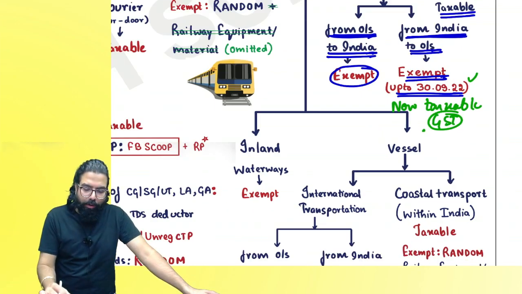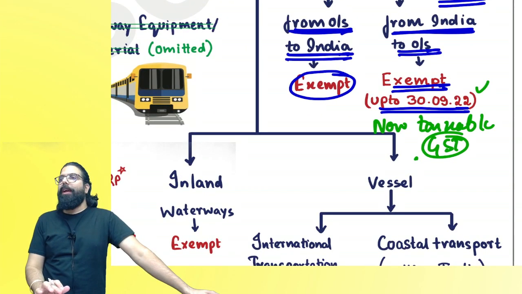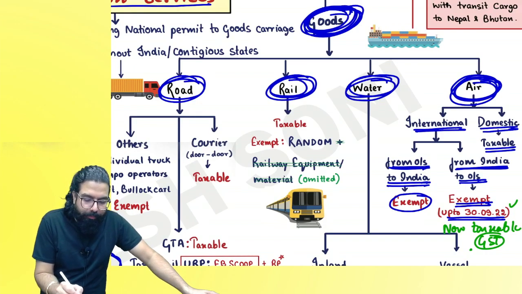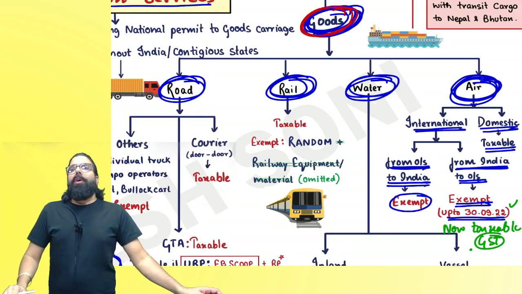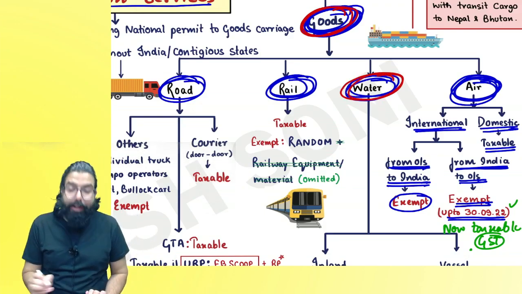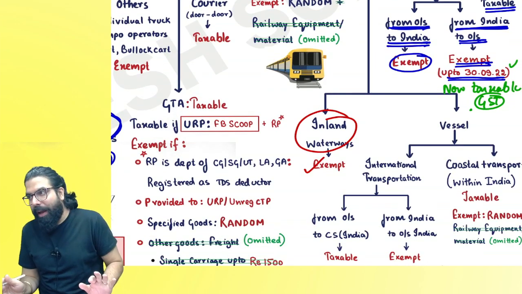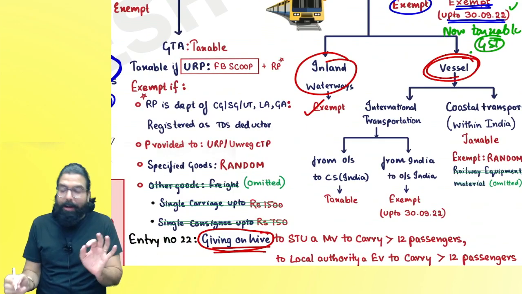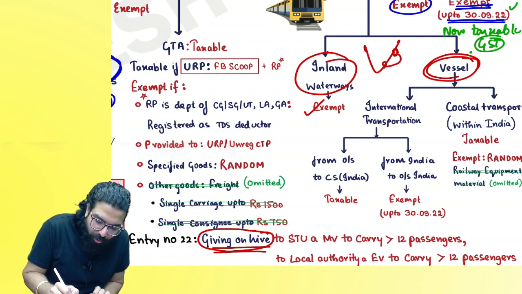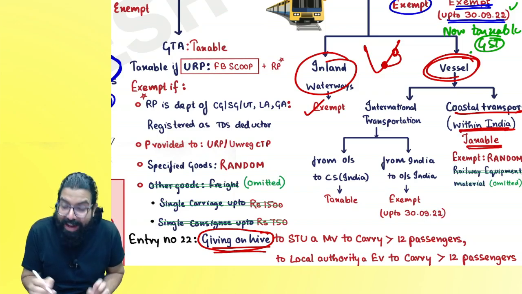The next one over here now. Have you written it? Can I go ahead? If goods transportation is happening by water, and the water route is used: if you are using the rivers, then it will always be exempt. But if you are using the sea route, remember, coastal transportation can happen from one coast in India to another coast in India. Coastal transportation within India is taxable.